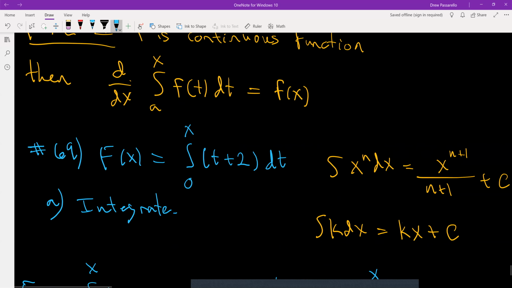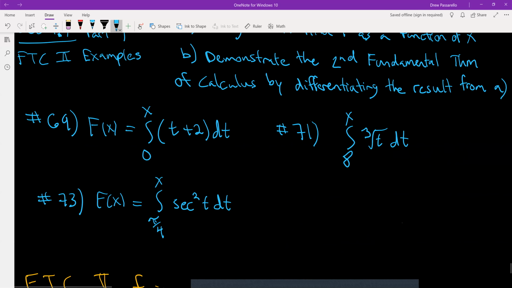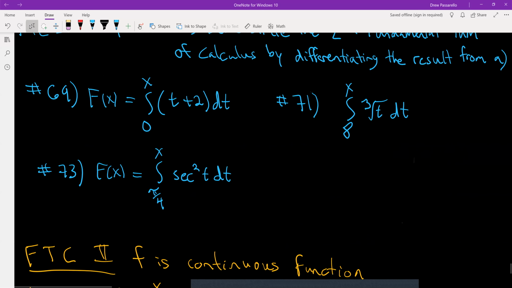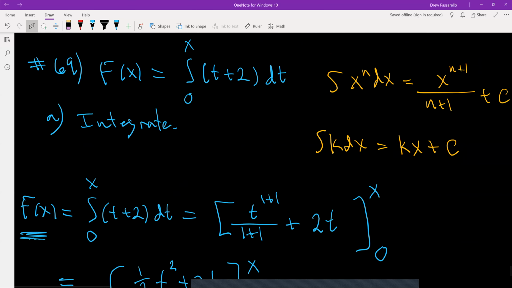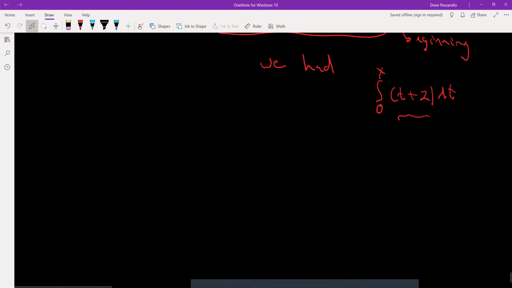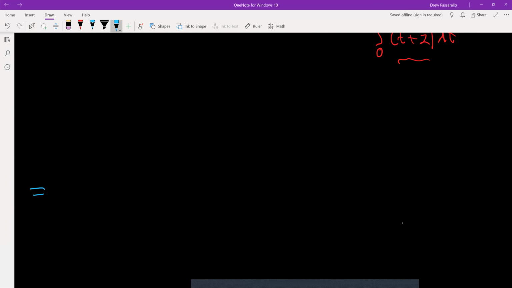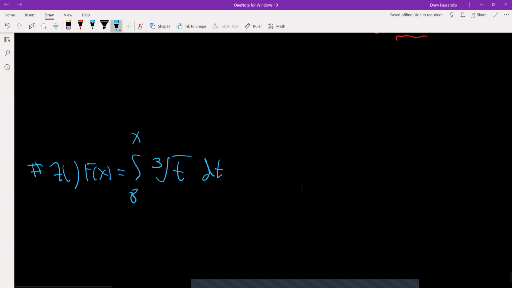The next one, number 71, you're doing from 8 to x of the cube root of t. And then that's what capital F of x is equal to. Again, part A is integrating.